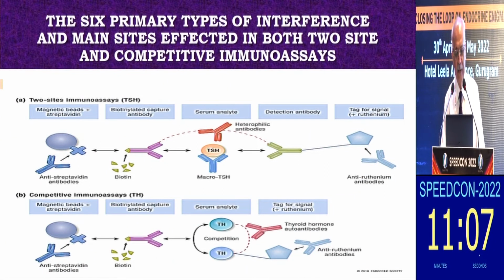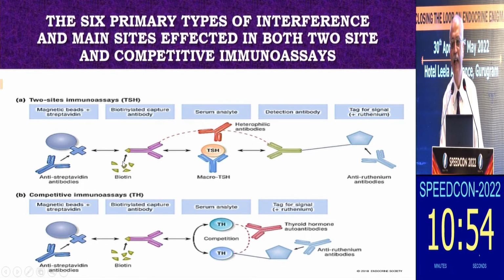The next thing that can be wrong is anti-streptavidin antibodies, and biotin. There is a common substitute being used these days in vitamins and in a lot of food supplements, and biotin excess can also play havoc with your assay. Then you have heterophil antibodies, which can also bind to these capture antibodies and produce wrong TSH assays. Then you have anti-ruthenium antibodies, which can also do the same thing.